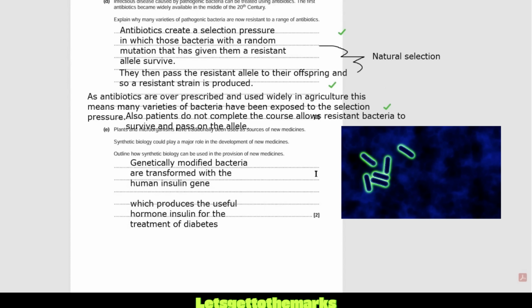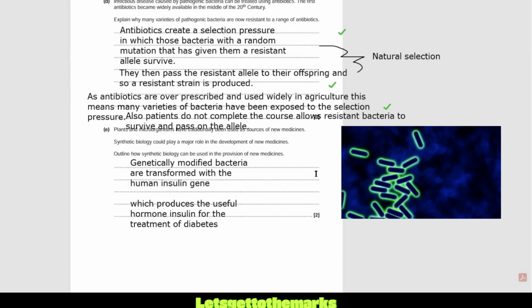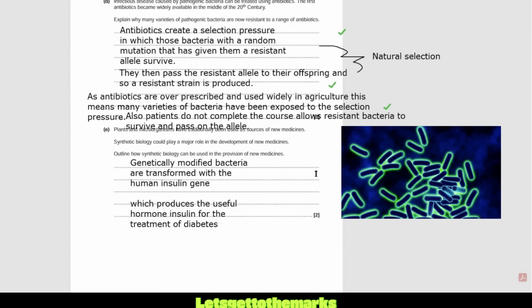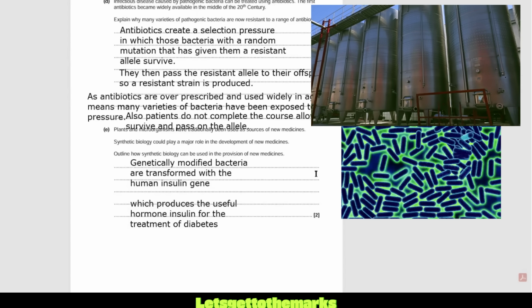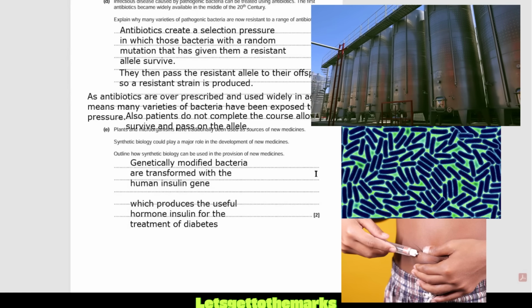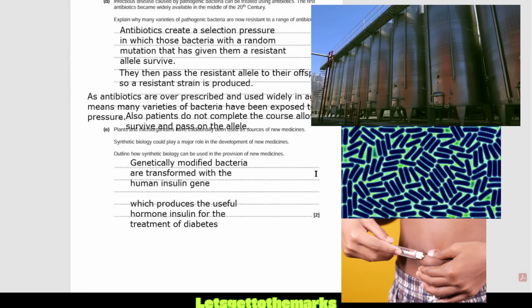And then you've got to transform the bacteria. You've got to get them to take it in using shock, electroporation or whatever. There's many different methods on that. And then identify the bacteria that have been transformed and then use them in fermenters to grow loads and loads of the bacteria, all producing the insulin for us.